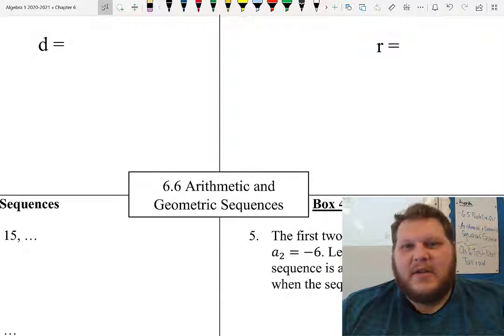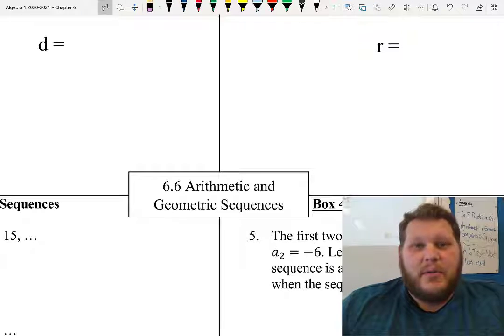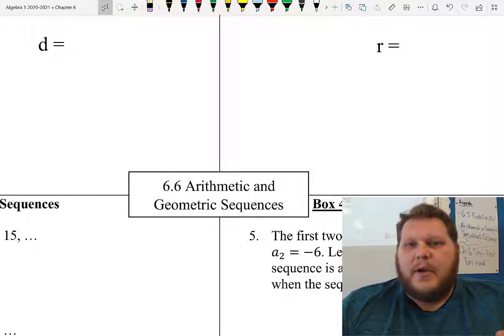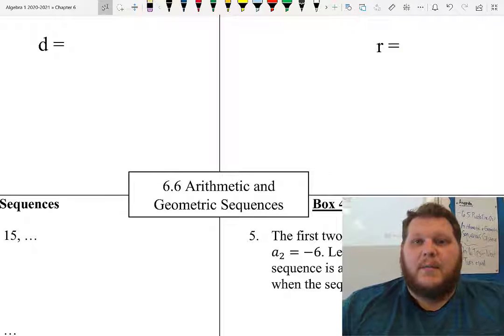Hey guys, today we are looking at 6.6 notes, which is all about arithmetic and geometric sequences. A sequence is an ordered list of numbers. We talked about that with a Gizmo that we were working on yesterday. But today we're looking specifically at arithmetic versus geometric sequences, and then making some predictions of subsequent terms after we know what kind of sequence it is.